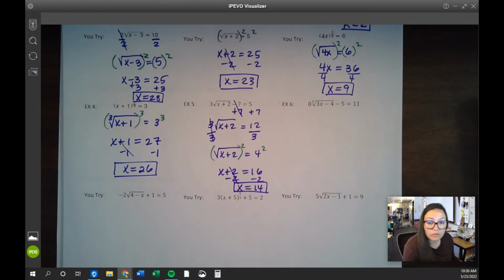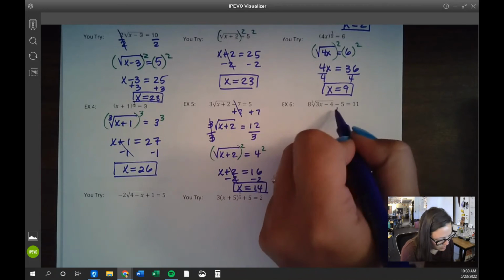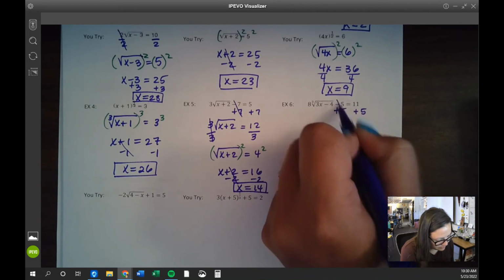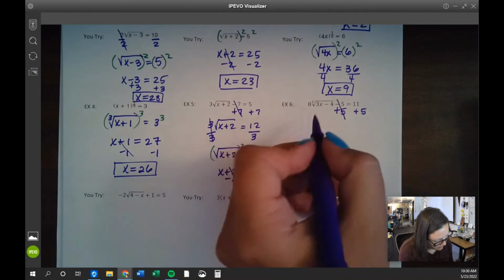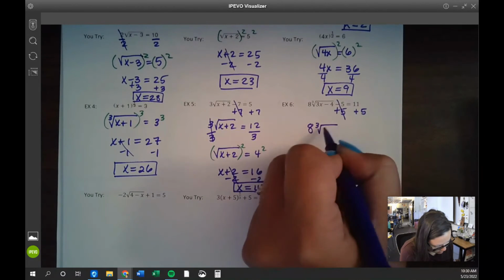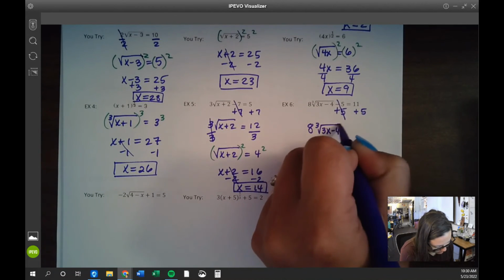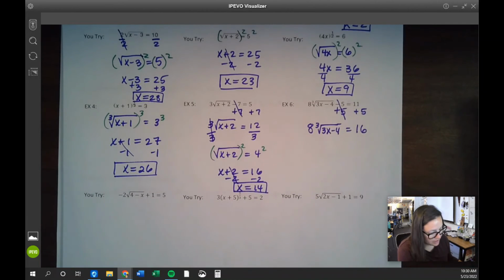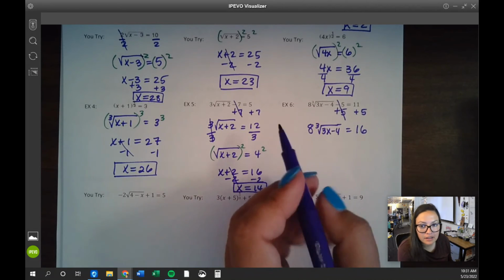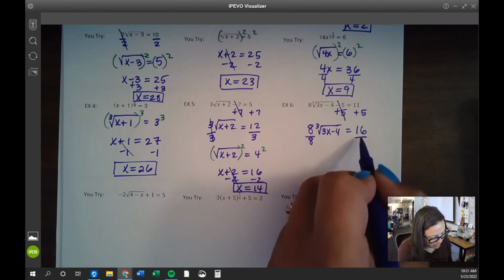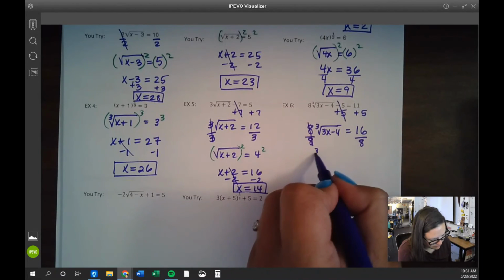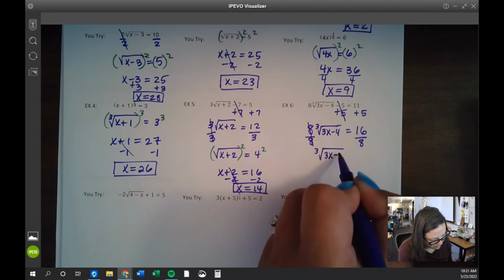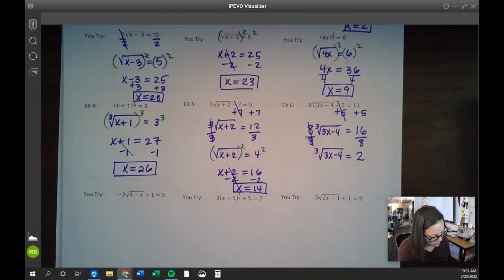Okay, one last example here. I'm going to add 5 to both sides, which gives me 8 times the cube root of 3x minus 4 equals 16. Now what? I still need to get rid of this 8. So I'm going to divide both sides by 8. 16 divided by 8 is 2.